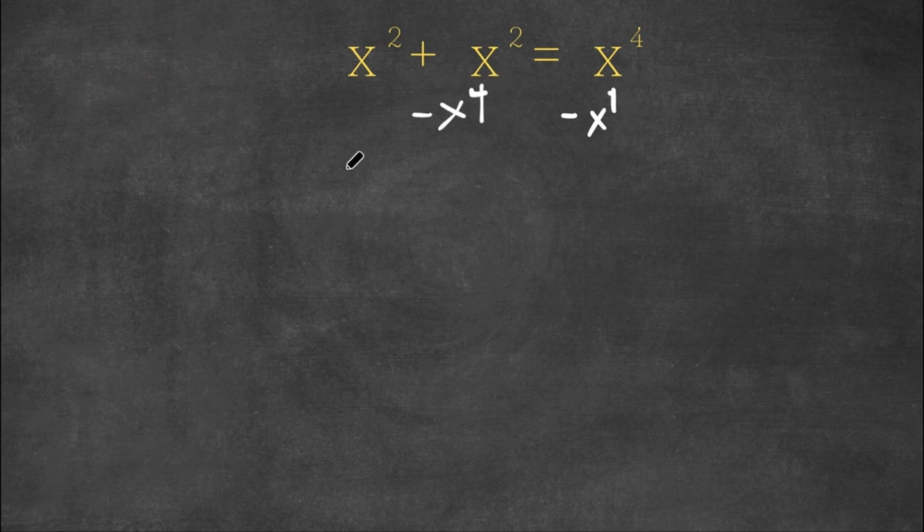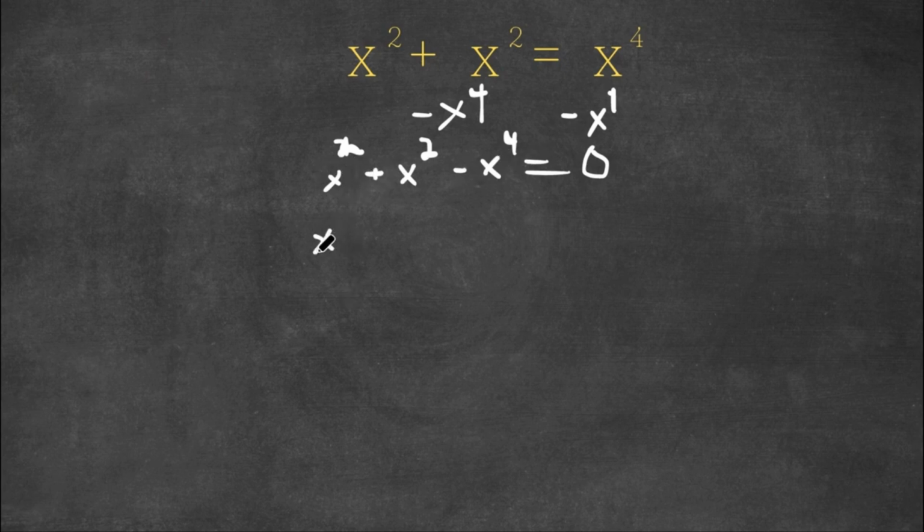So now we have x squared plus x squared minus x to the power of 4 is equal to 0. Now what I'm going to do is factor out the greatest common factor of all these terms, which is actually x squared.